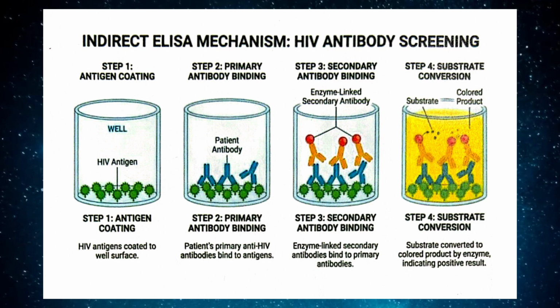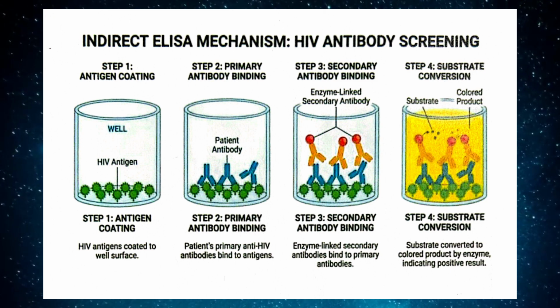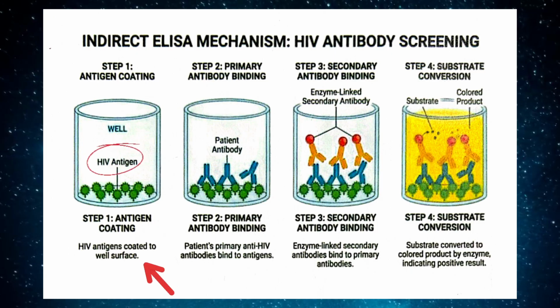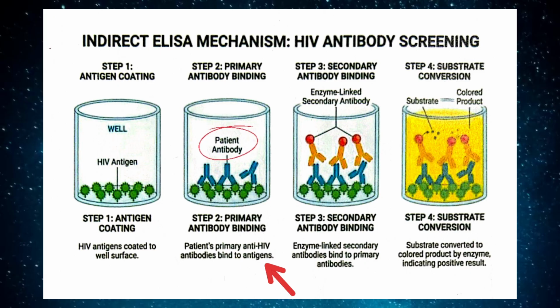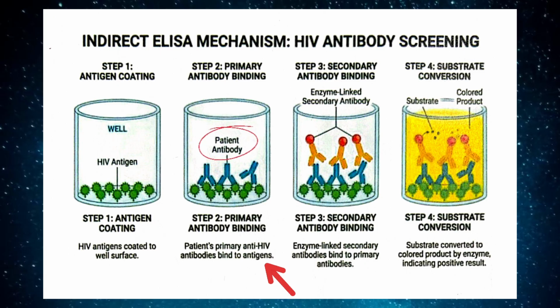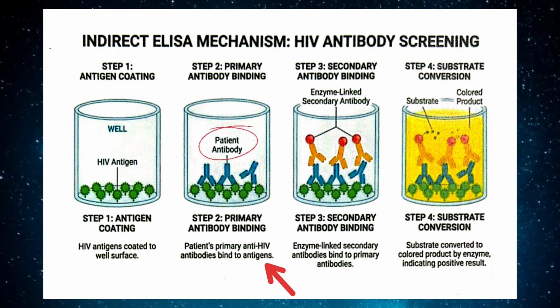This diagram shows the basic mechanism of an indirect ELISA used for antibody detection. In the first step, the specific antigen is attached to the surface of the well. In the second step, the patient serum is added. If the patient serum contains antibodies against that antigen, these antibodies will bind to the antigen.